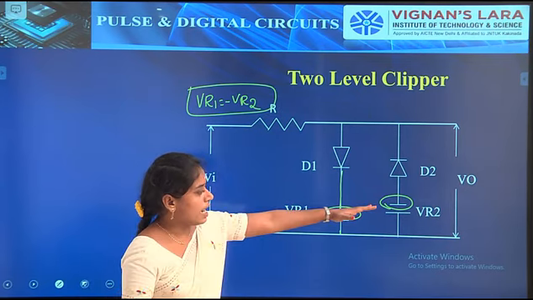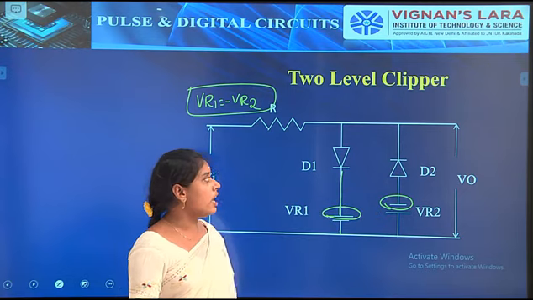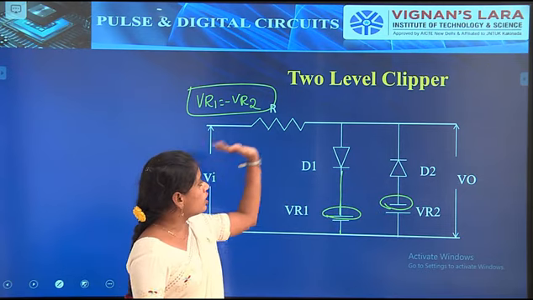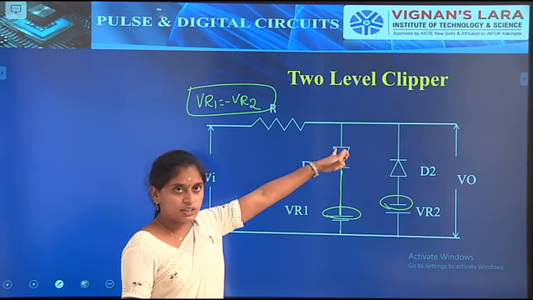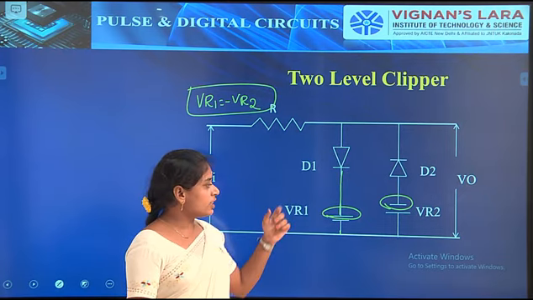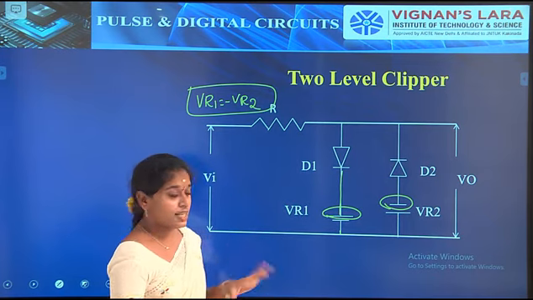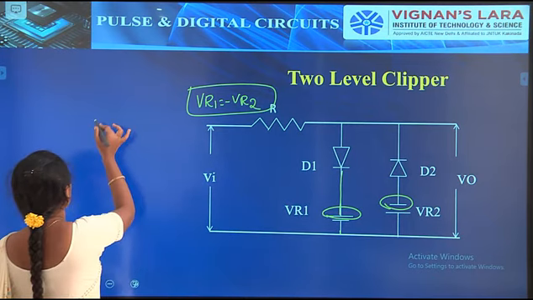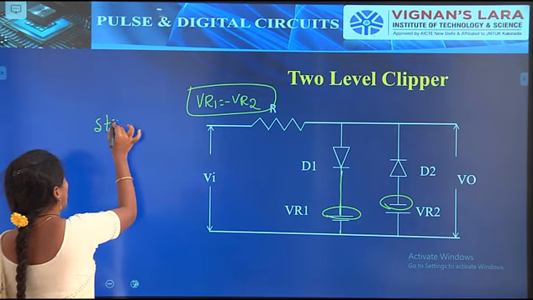Why? Because here I am applying a negative reference signal, and at the same time the input voltage is applied to the D1 anode terminal as well as the diode D2 cathode terminal. And what is the output? We have to examine. Step 1: what is the diode operation?